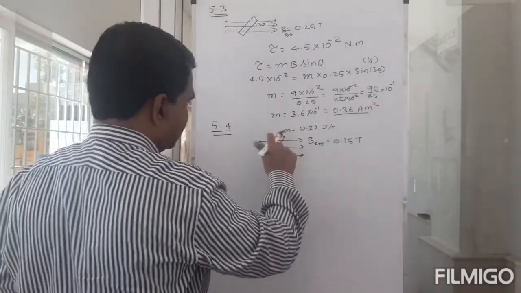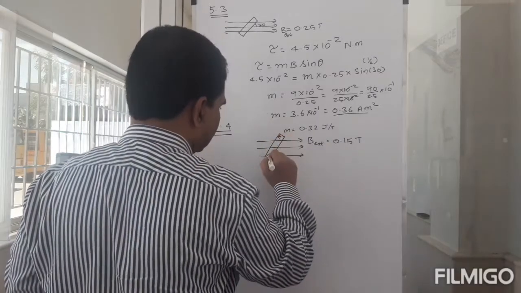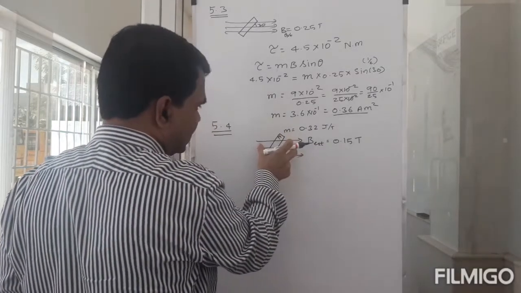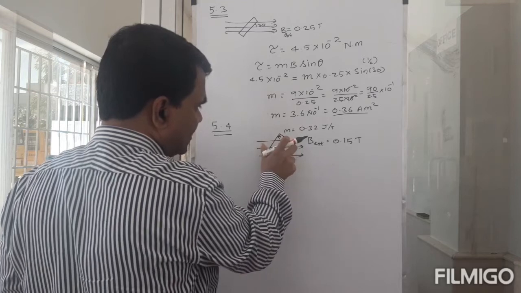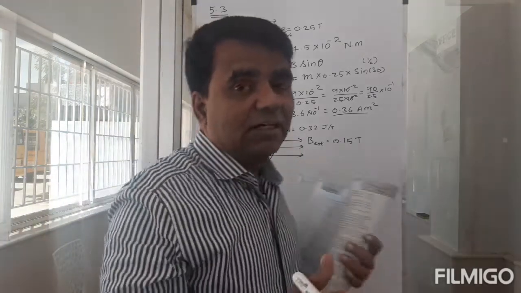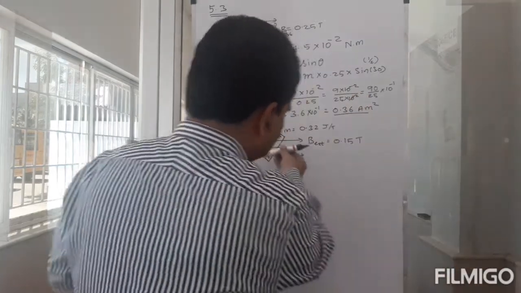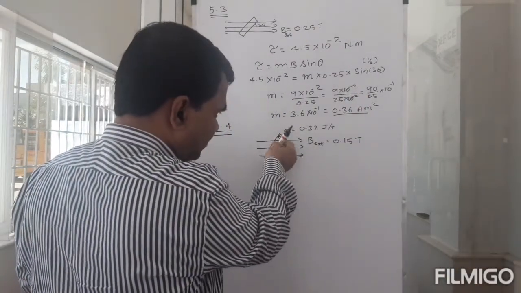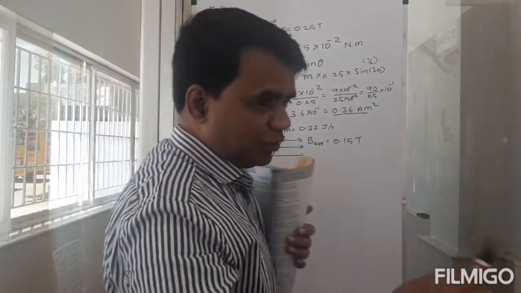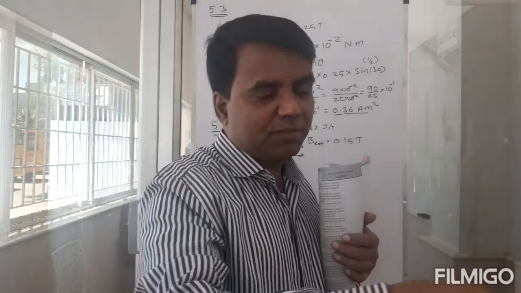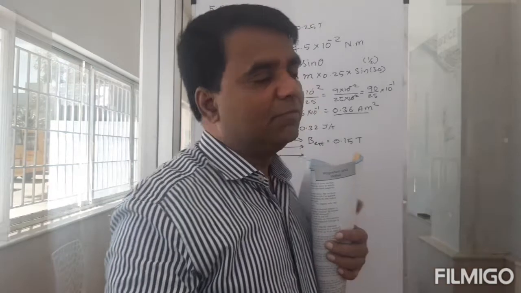Clearly, if this is the north pole, north and south, then this has to align with this. If it is aligned with the external magnetic field, that is where you will have the stable equilibrium. So if it is aligned, then even if it is disturbed slightly, it will come back to the same position. The oscillation will happen, but that is the stable equilibrium.